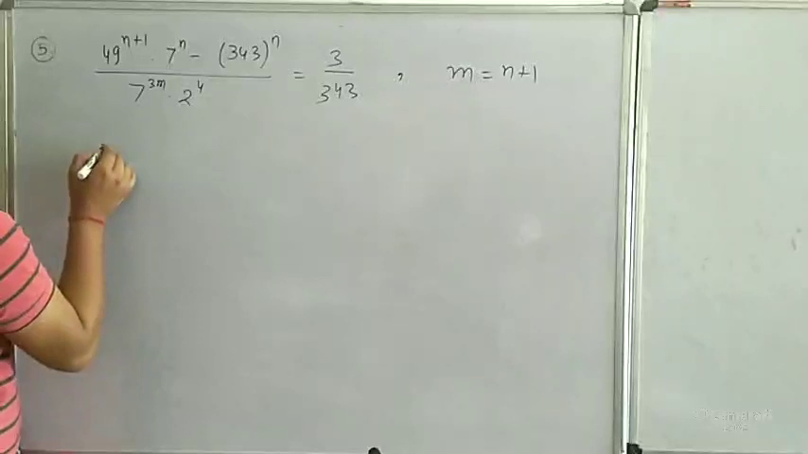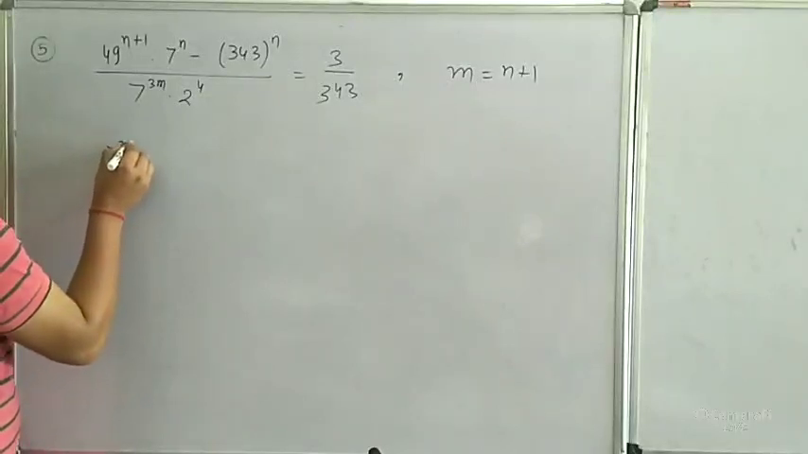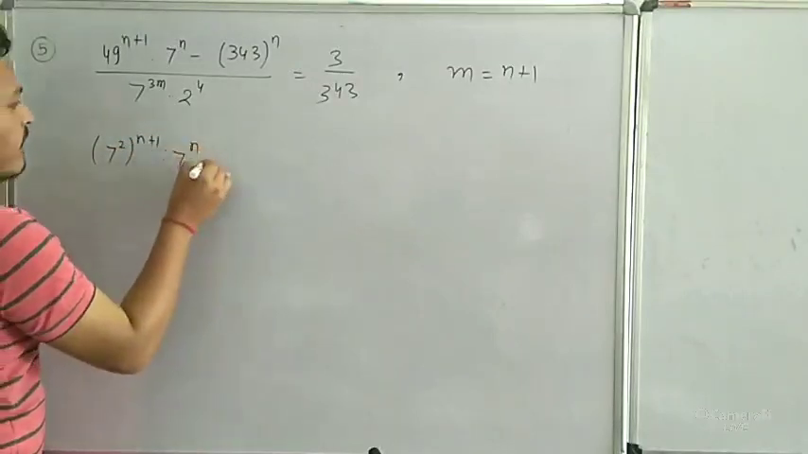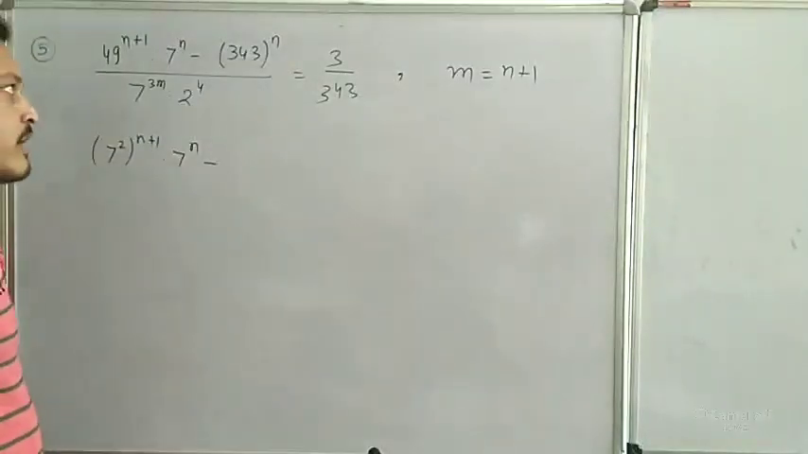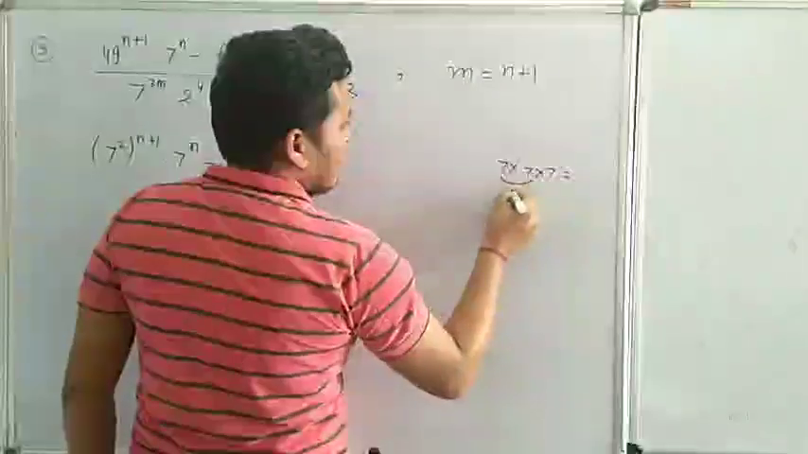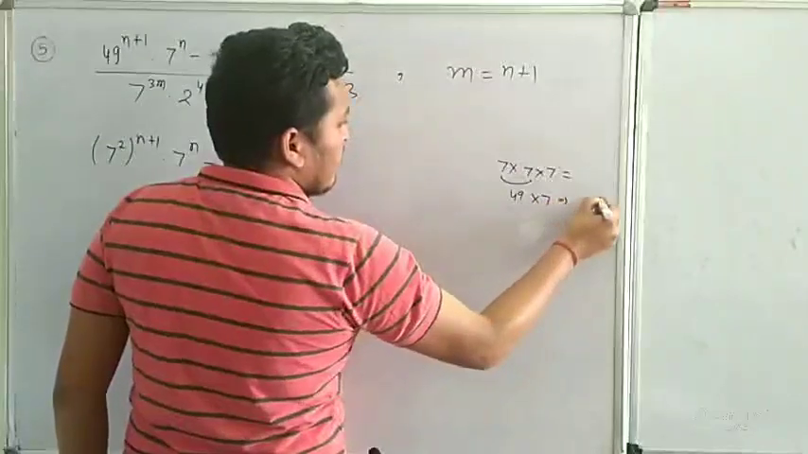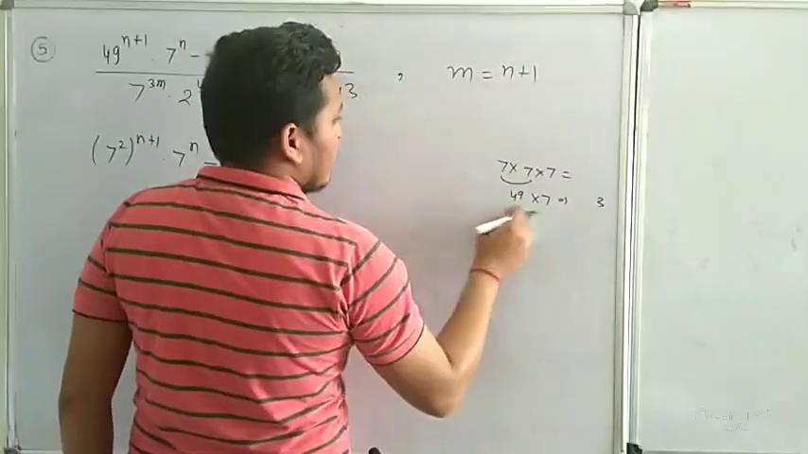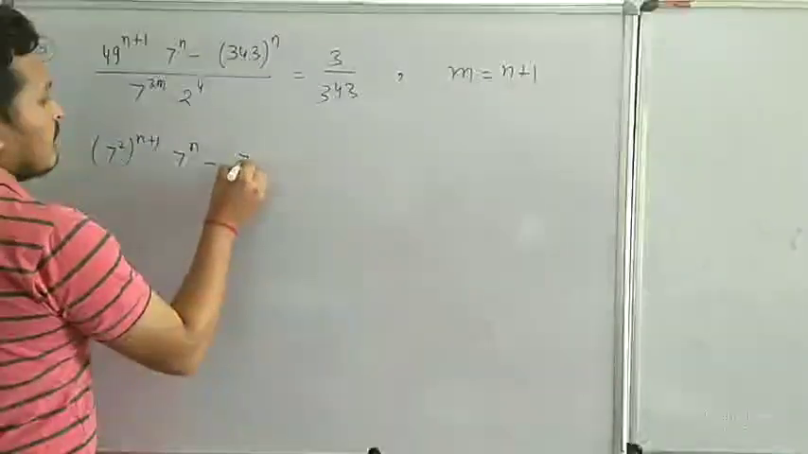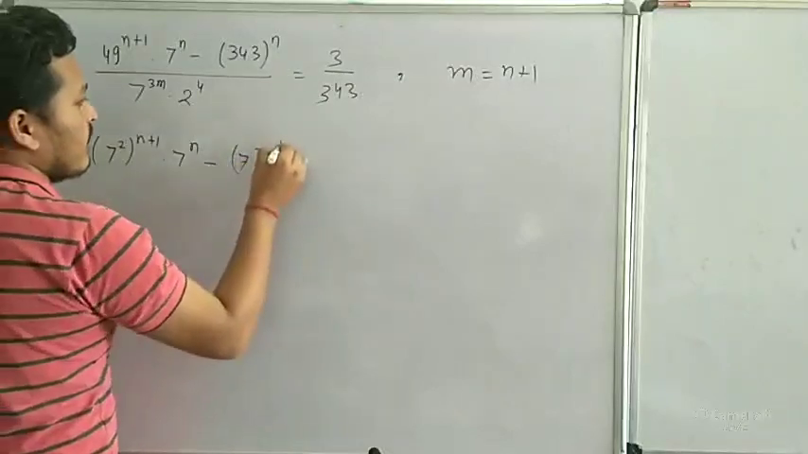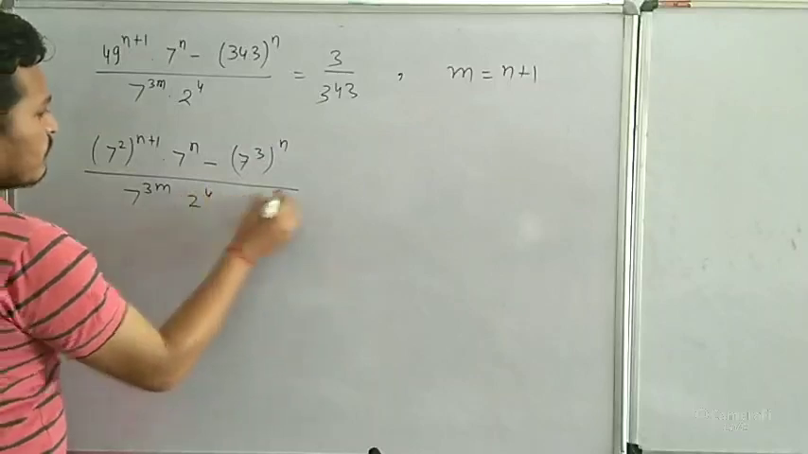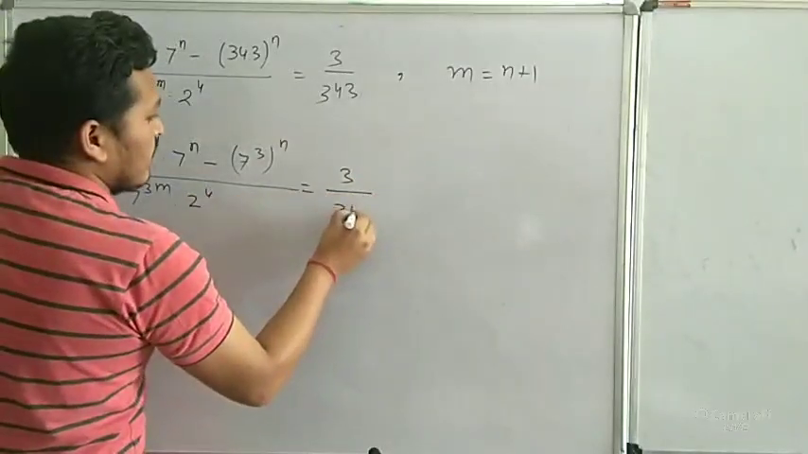So we can convert 49 in the form of 7, so 7 squared and whole to the power n plus 1 into 7 to the power n minus 343. We can also write it in 7, because 7 multiplied by 7 multiplied by 7, so 7 7s are 49 multiplied by 7, 7 9s are 63, 7 4s are 28, 28 and 6 is 34, so 343. So it is also 7 to the power 3 and whole to the power n, and upon this is also in the form of 7 to the power 3m into 2 to the power 4 equal to 3 upon 343.